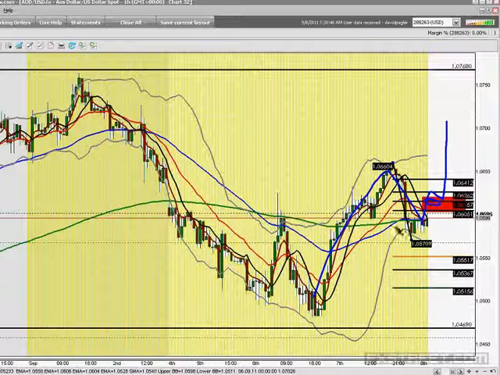So at the moment, I really think that you don't do anything on the Aussie dollar in this space. I think you just leave it. You leave it between 106.10 and 105.75, and you let price work it out from there.